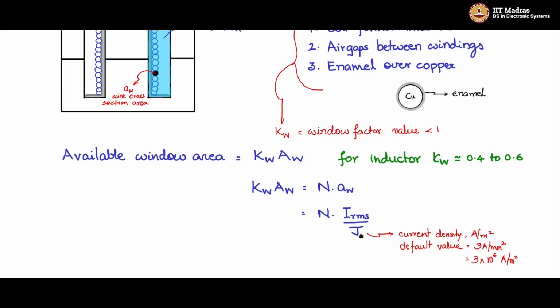The J varies in practice from 2 amp per mm square to even 5 amp per mm square in very low power systems. As the systems become higher and higher in power, the J value becomes 2 amp per mm square. 3 amp per mm square is a reasonable value to take for most of our design purposes.